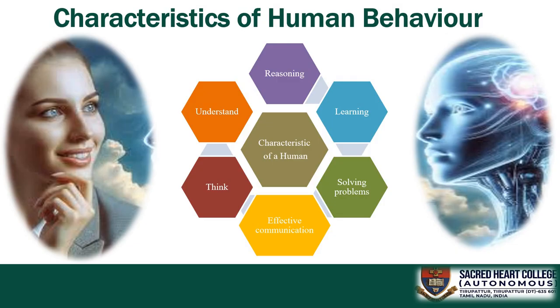We have reasoning skills, critical thinking, problem solving skills, and the ability to communicate effectively. These traits define intelligence. Now, here's where artificial intelligence, that is AI, comes in. In AI, we enable a machine to imitate human intelligence. It can do some of these things, but not all of them.